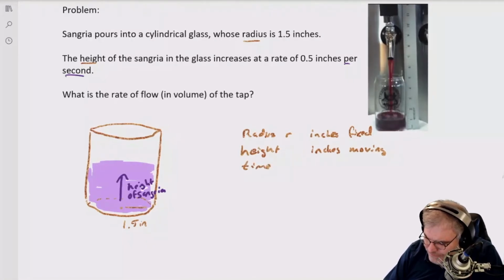Height should be h. Time is t, and that's in seconds here. All right. And that changes. But it does more than change. And I'll get to what I mean by it does more than change in just a second.